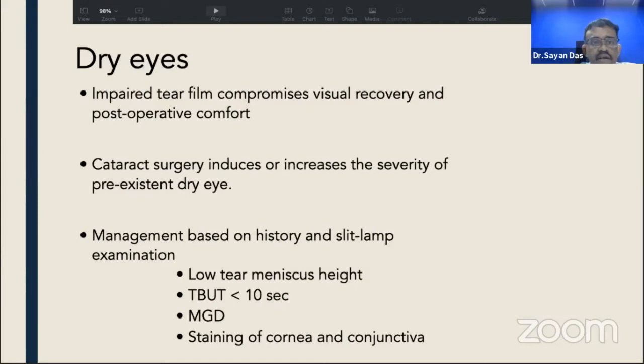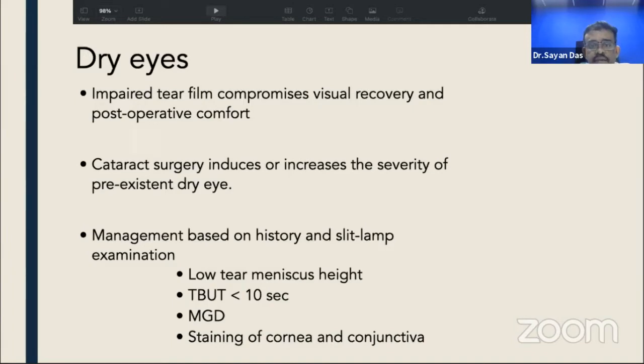The next is dry eyes. We all know it impairs the tear film. The impaired tear film compromises visual recovery following surgery and also decreases post-operative patient compliance. Cataract surgery is known to induce or increase the severity of pre-existent dry eye, and the management is based on history and slit lamp examination.